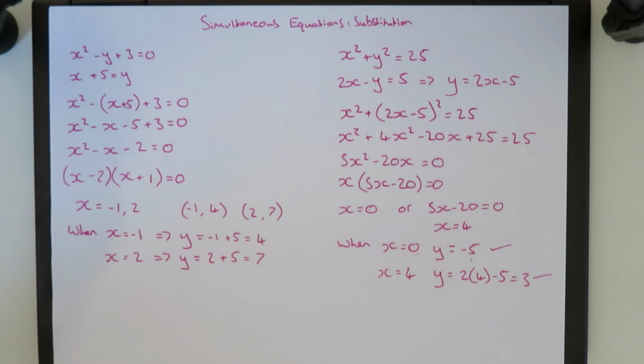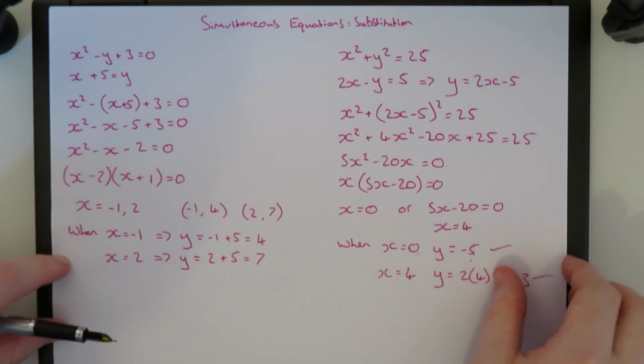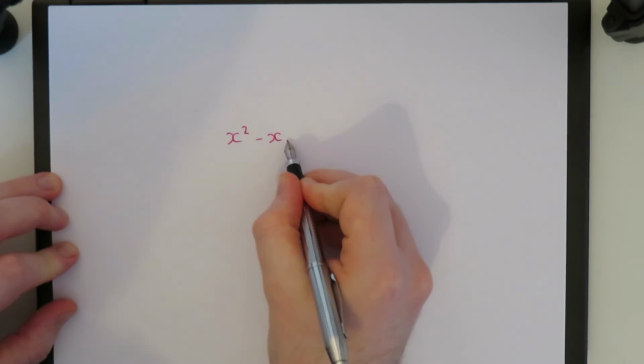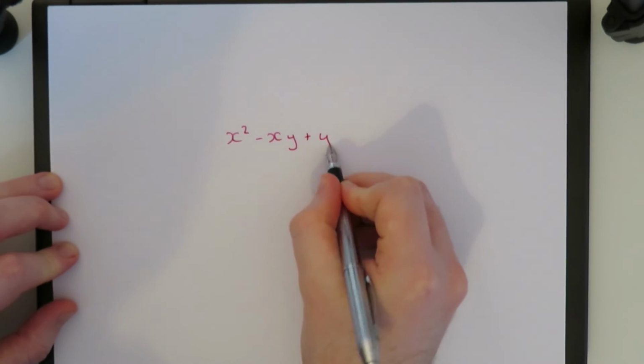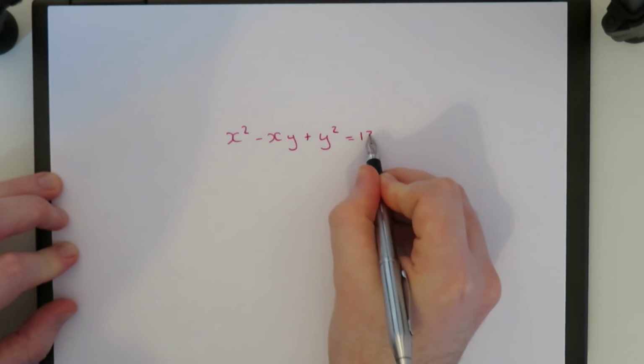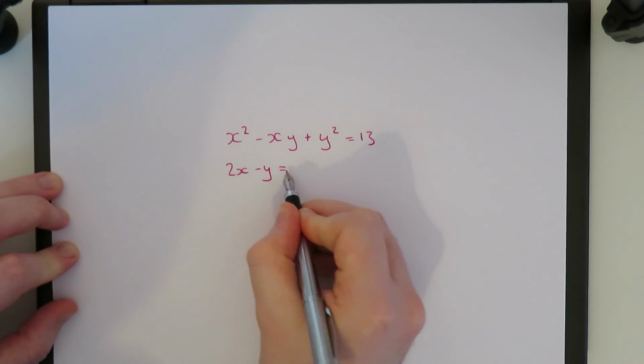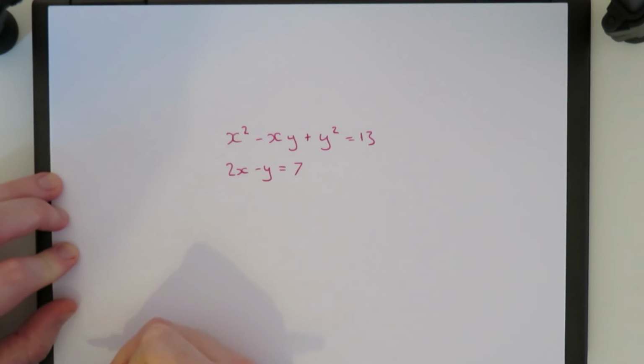Now I'm going to leave you with another question, and I'm going to put the answers to this in the video description. So as another question that you can try, have a go at this one. x squared minus xy plus y squared equals 13, and 2x minus y equals 7.